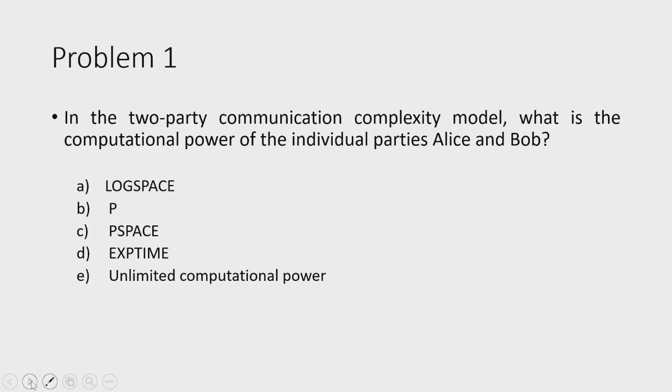So in communication complexity, we're not worried about how Alice and Bob go about computing things. The only thing we worry about is how much they have to communicate with each other to compute things. So yeah, the answer is E.